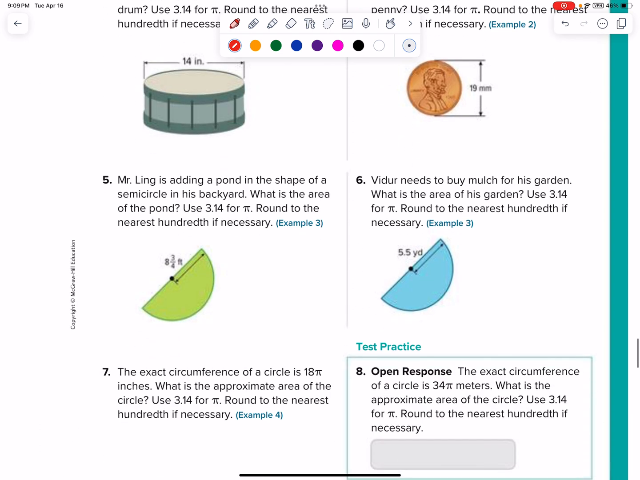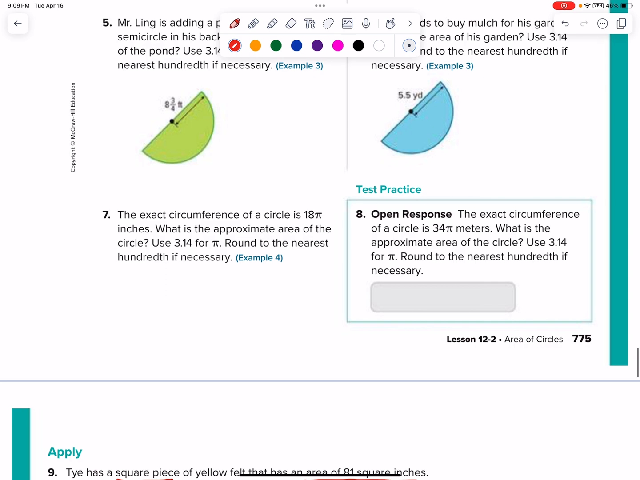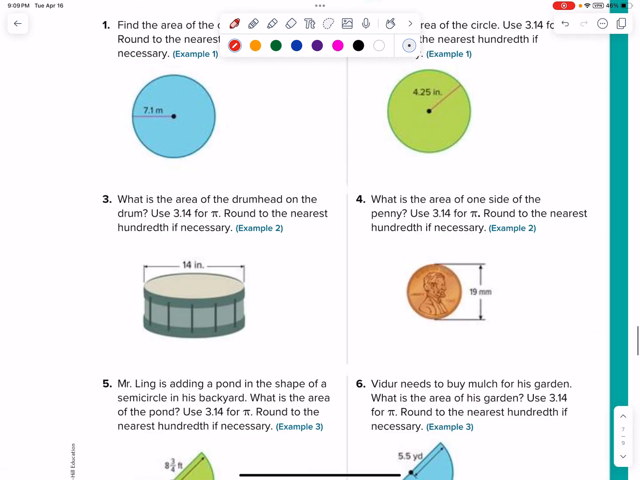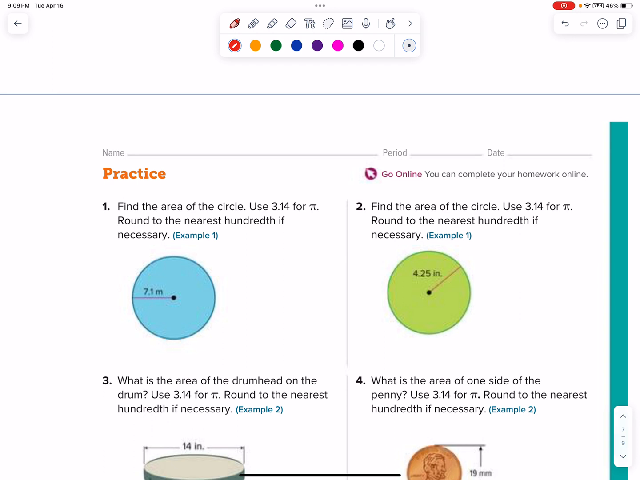Okay, and I don't really want to do any more examples with you because I want you to get that independent practice. But please let me know if you need any help, and we can talk about how to solve the rest of them. All right, good luck.